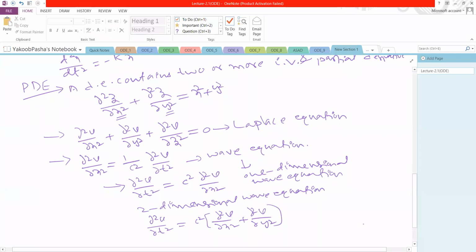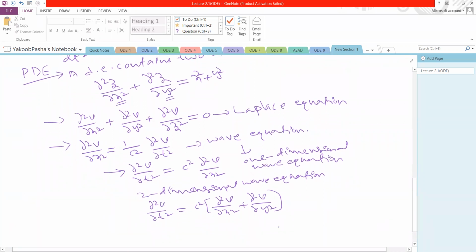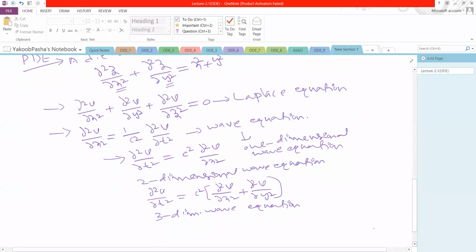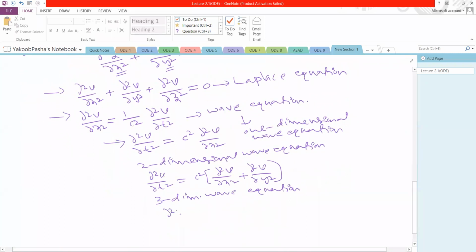If we take the three-dimensional wave equation, it is ∂²v/∂t² = c²(∂²v/∂x² + ∂²v/∂y² + ∂²v/∂z²). This is an example of a partial differential equation, and it is the three-dimensional wave equation.